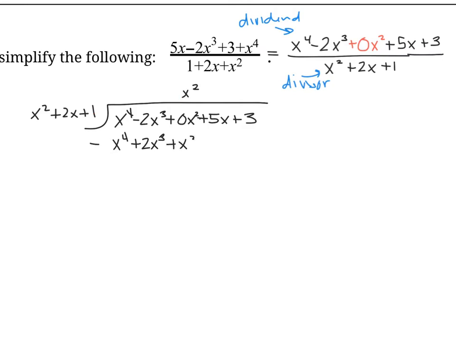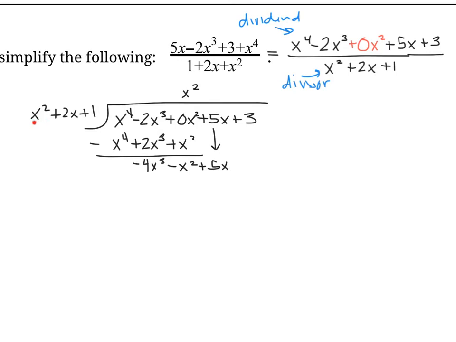So now we can subtract, and we're going to be left over with negative 4x to the power of 3 minus x squared. Next, we're going to bring down our next term, which is going to give us an extra plus 5x, and we're going to do the pattern over again.